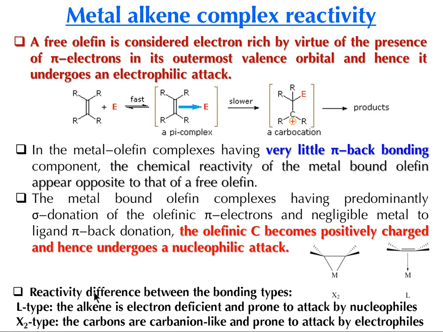So as a summary, the reactivity of the metal alkene is different from that of the free alkene. In the L type, the alkene is electron poor and prone to attack by nucleophiles. In the X2 type, due to the pi back donation from M to the alkene, the carbons are carbanion-like and prone to attack by electrophiles.